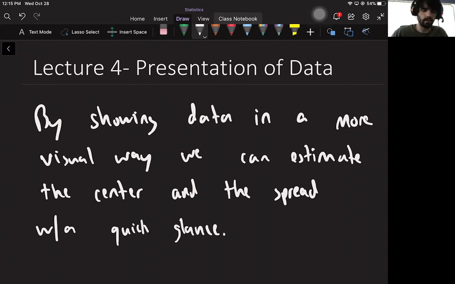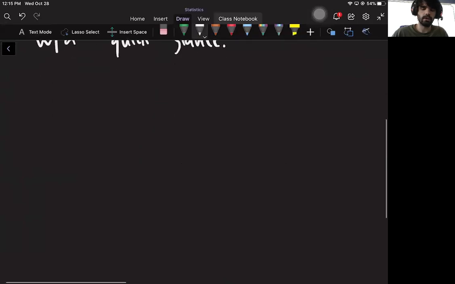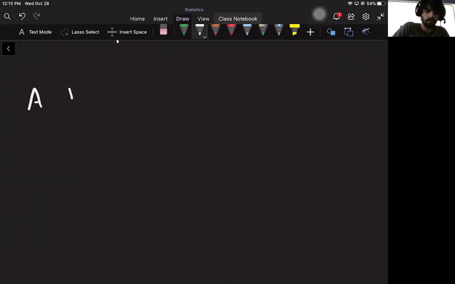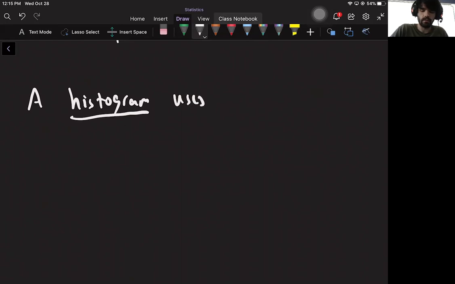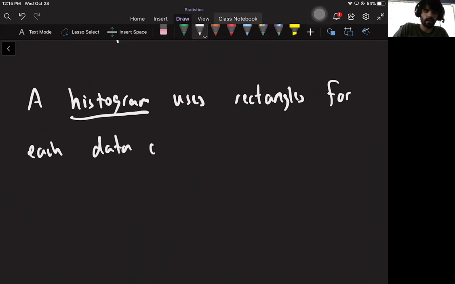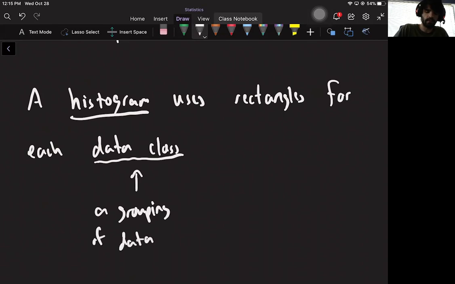Okay, so what's one way to present data? This is probably the most common way. It's using something called a histogram. You probably have seen these before. It uses rectangles. So you get one rectangle for each, not for each data point, but for each data class. So what's a data class? This is just a grouping of the data points. When we see an example, it'll be more clear.